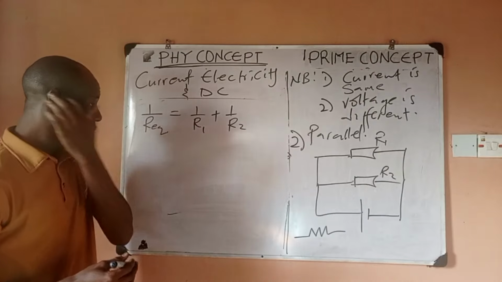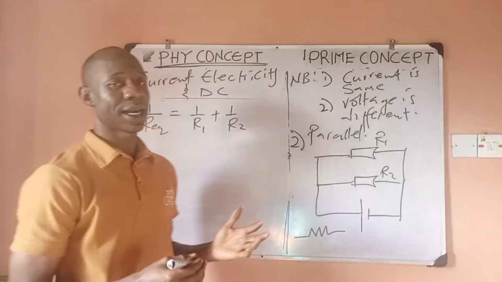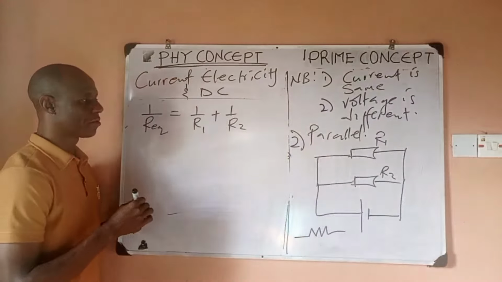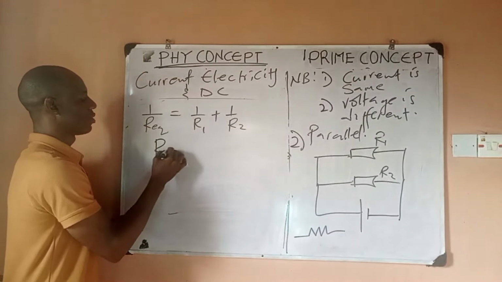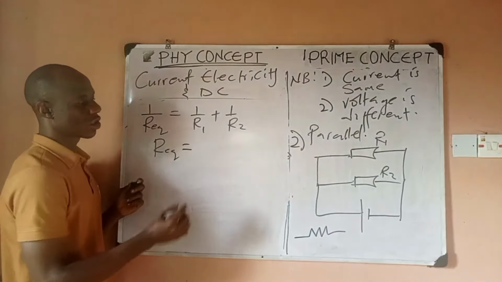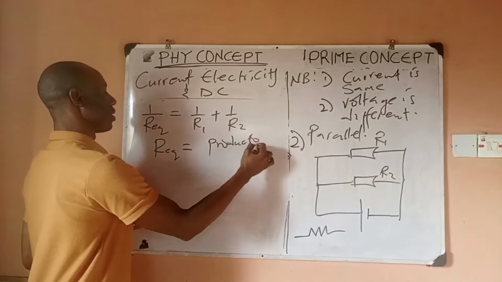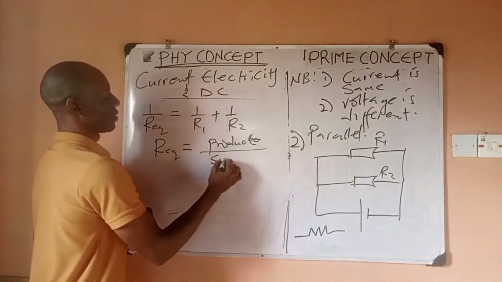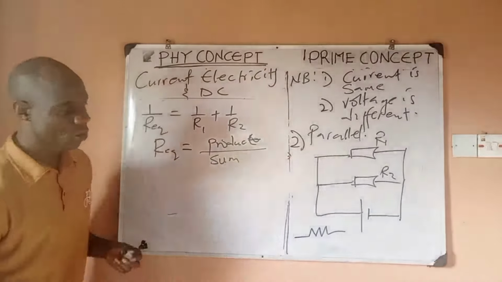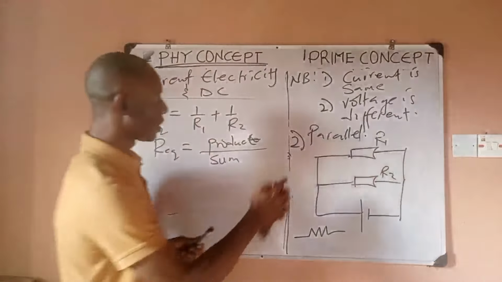Now, when you're considering only 2 resistors in parallel, the shortcut for finding it is product over sum. I will give you a quick one, and you tell me the answer.